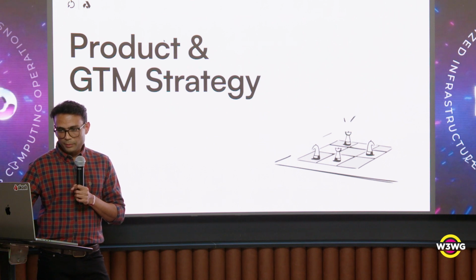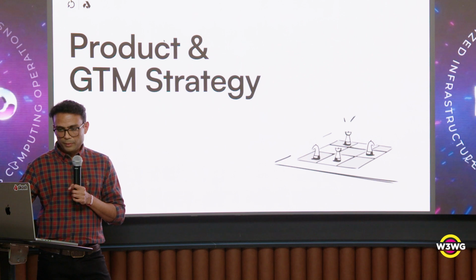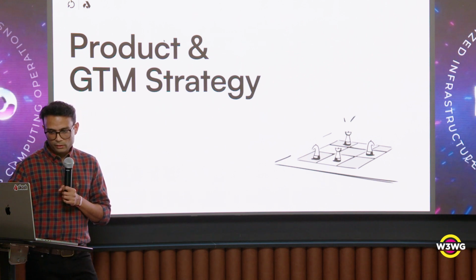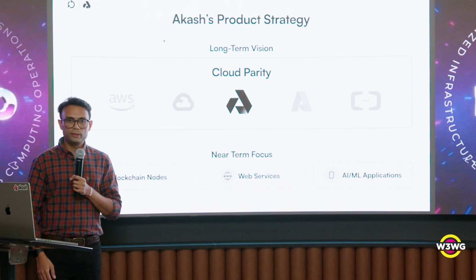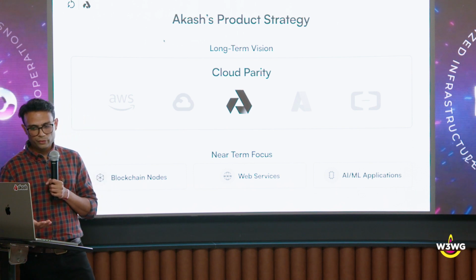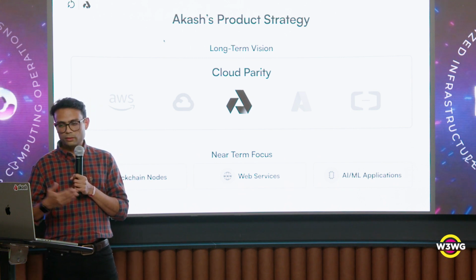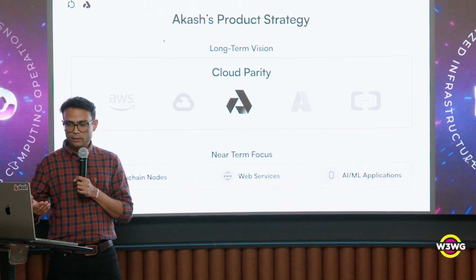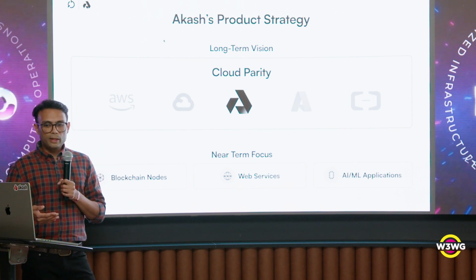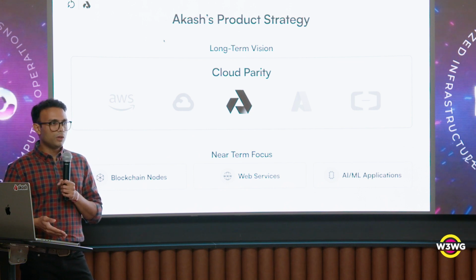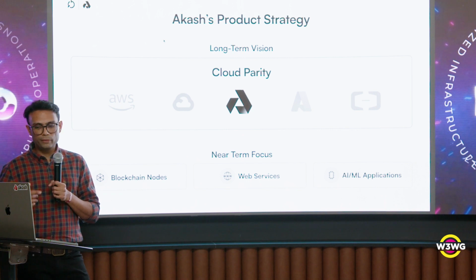Cool, so with that little bit of diversion towards our AI view, I want to spend a couple of minutes talking about our product and go-to-market strategy. The long-term vision for Akash pretty much remains the same as it has been for the last several years, if you've followed us. Our long-term vision has always been to try to get to cloud parity with the other clouds that exist today. One way to think about that is to make a huge laundry list of all the features these clouds support today and start checking off each one of those, right? That's one way to do it.